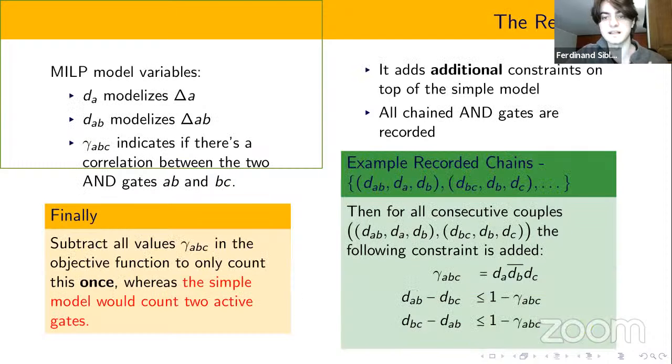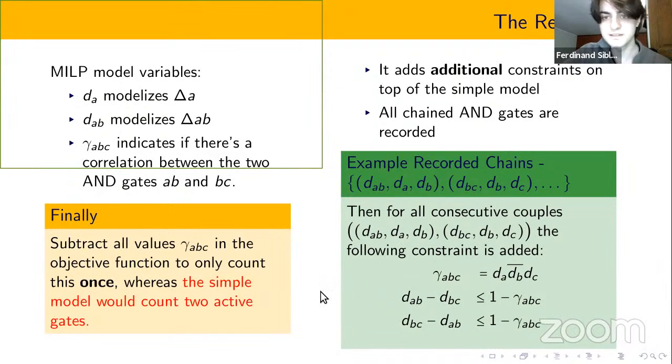And the way we do this is not so complicated. We keep all the constraints of the simple model, and on that we add a few constraints. So we add a variable we call gamma ABC that just tracks whether we're in the situation where the gates will be correlated. And then we add two other constraints. When gamma ABC is 1, so the gates are correlated, we simply force the two gates to propagate jointly. And for the objective function we want to optimize, we simply subtract the value gamma ABC, because in the simple model, this will be counted twice. And so we do -1 every time they are correlated.